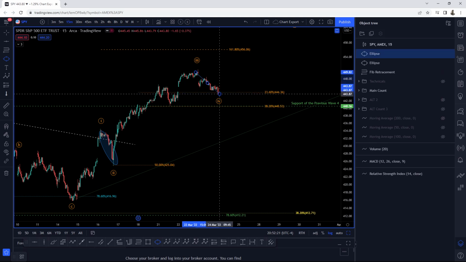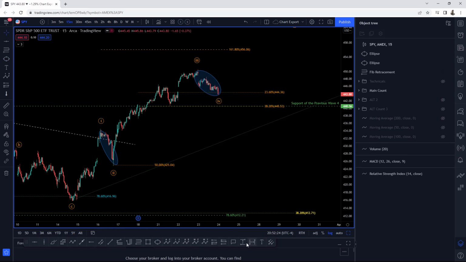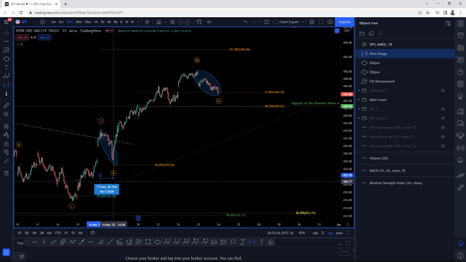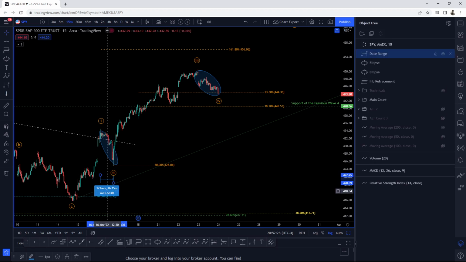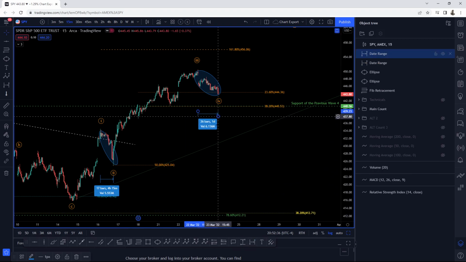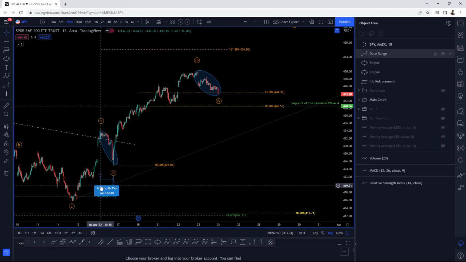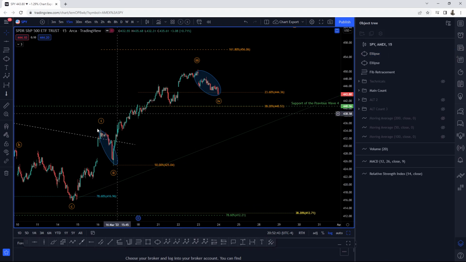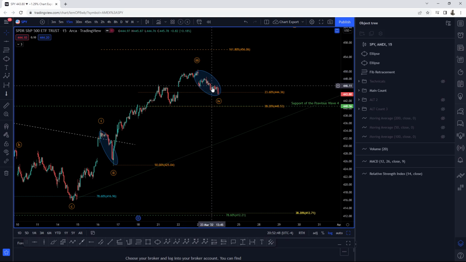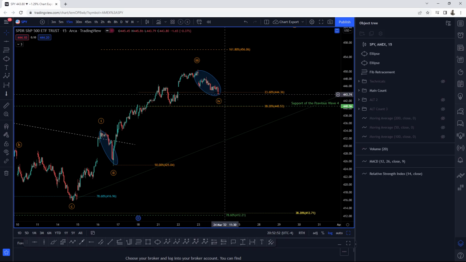So these two corrections, this wave 2 for instance, took about 17 bars, about four hours, to complete. Now, this one took about 1 day, 26 bars. Not exactly equal, but it is displaying the guideline of alternation, this being a directional wave 2 pullback, this being more of a sideways correction. So A, B, down, and C. Now we still have the possibility of continuing lower down towards this 410.